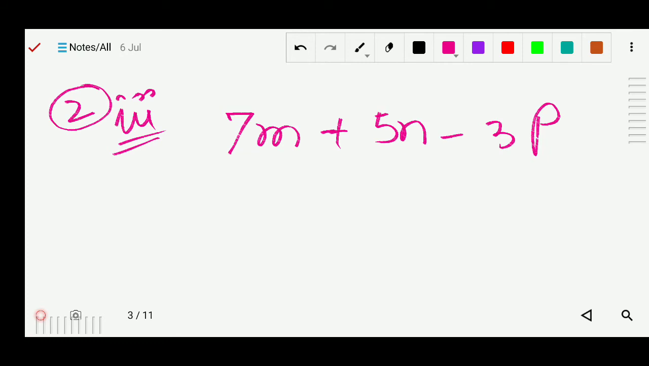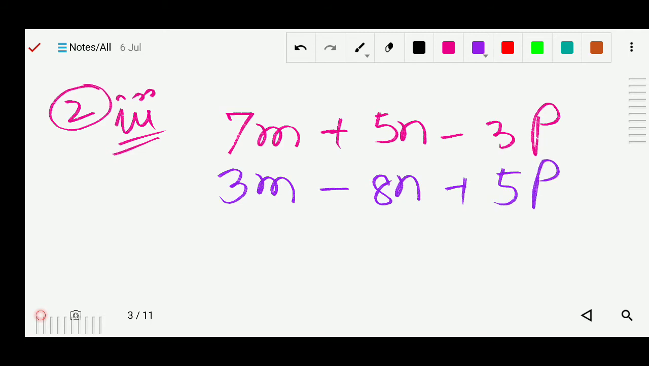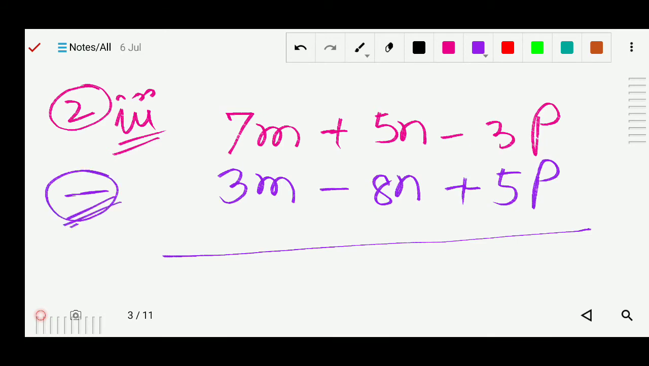Now I will write in the vertical form, just below that I will arrange it. Next was given 3m, so I will write 3m just below the m term, because we have to write the like term below that. In the column wise we have to arrange the similar terms, so 3m will be just below that. Then minus 8n, then plus 5p. Now I have to subtract all this. For the subtraction, this style, it is not necessary to write every time.